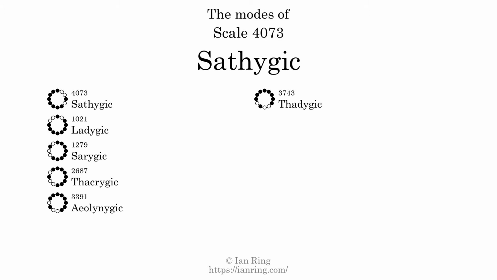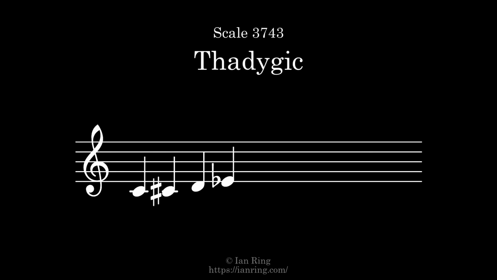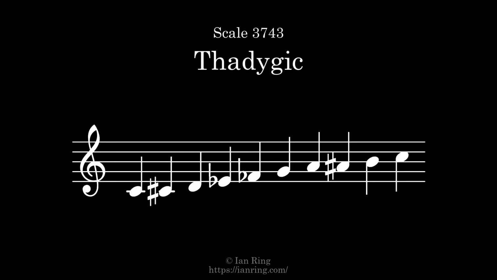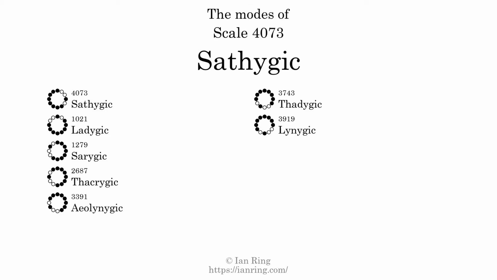The sixth mode is scale 3743, also known as Sathygic. It sounds like this. The seventh mode is scale 3919, also known as Sathygic. It sounds like this.